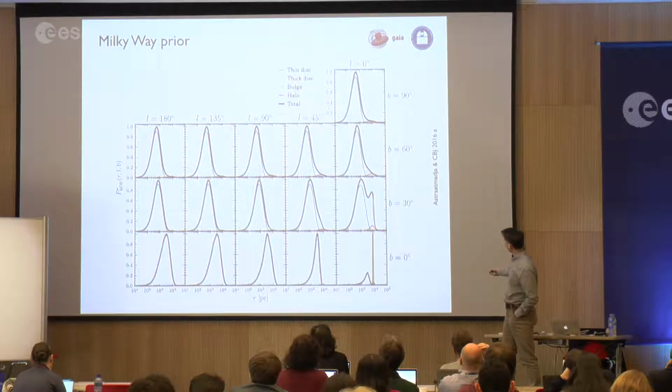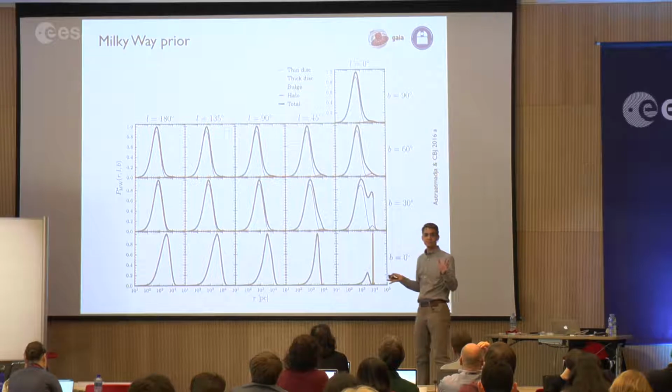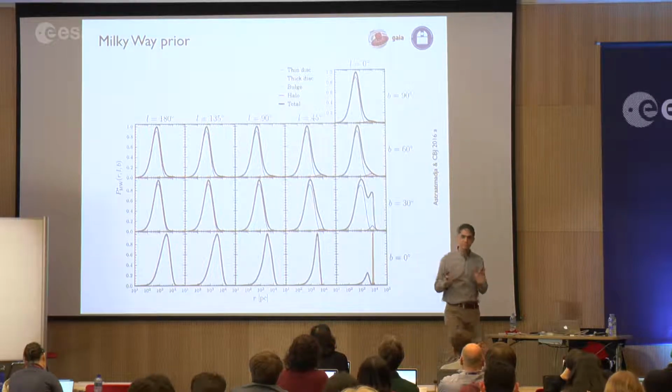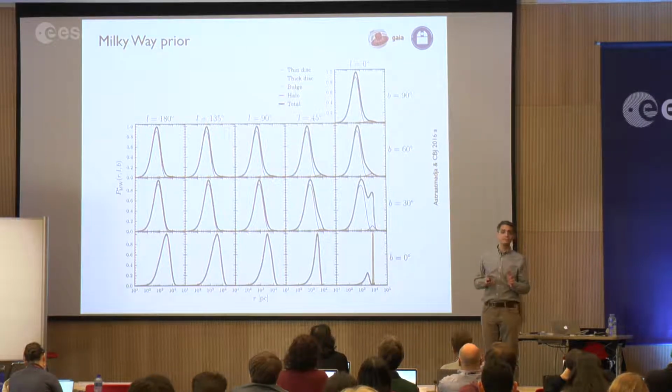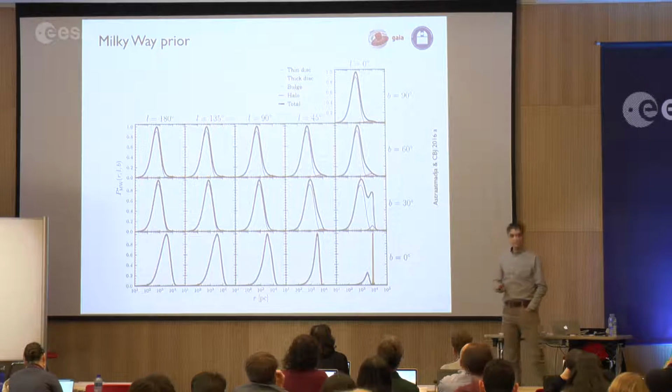That may not be taken into account here. Sorry, here we actually decomposed it into the 4 different components and then the total. Okay, so you can see just your prior, and this is the whole point, of course, of using a Milky Way prior. Your prior depends on where you're looking in the galaxy. Yeah, that's the whole point. So it's no longer isotropic. Right?